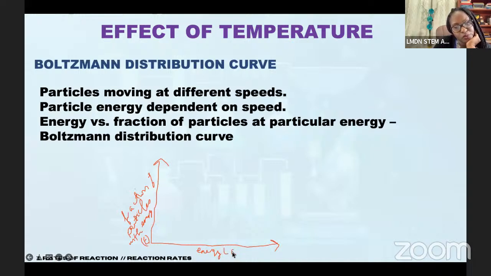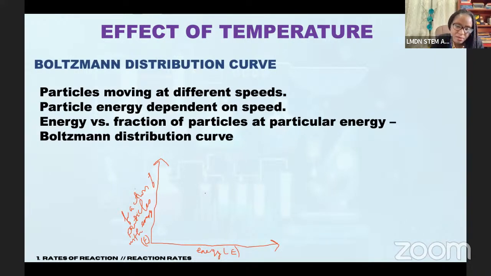So what we're saying is the Boltzmann distribution curve is really showing you the fraction of particles that have a particular energy. You have a system, and the question is what fraction of particles in that system have the requisite energy, or this energy? And that curve looks something like this. The Boltzmann distribution curve is just saying that there's a distribution of energies within the system. They don't all have the exact same energy.